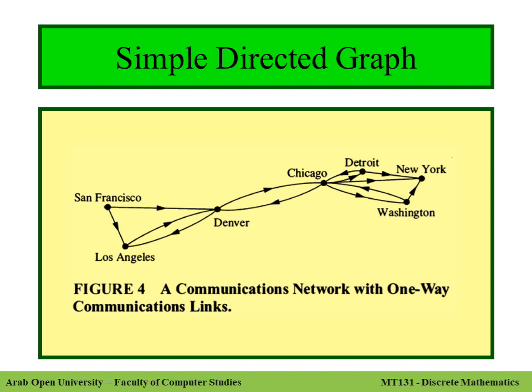Here is an example now of a directed graph. Notice that now these are not multiple edges. This is a simple directed graph. To have multiple directed edges, two edges must both start at the same vertex and end at the same vertex. This is an example of a simple directed graph.